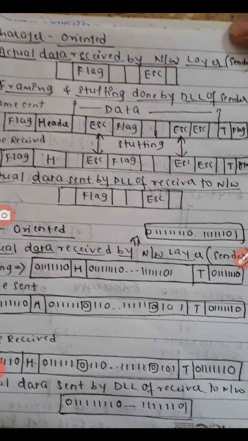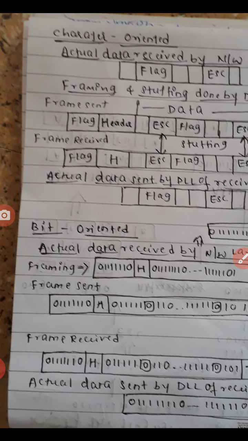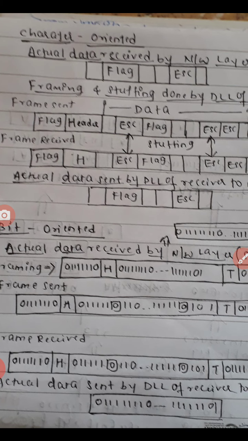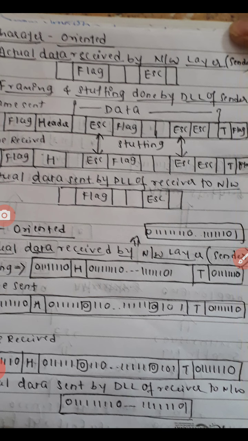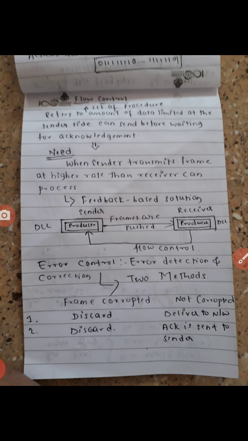The remaining are 101. The same thing is received by the receiver, but the actual data sent by the data link layer of the receiver to the network layer is nothing but the original one. So this is all about the framing. Now we will see the next service provided by the data link layer.